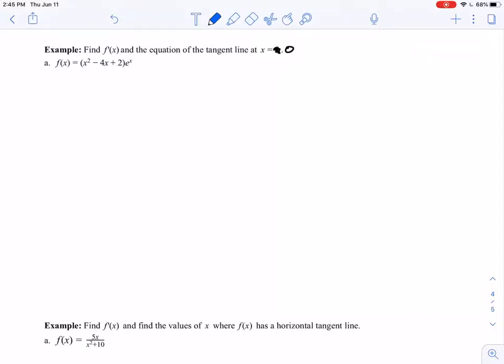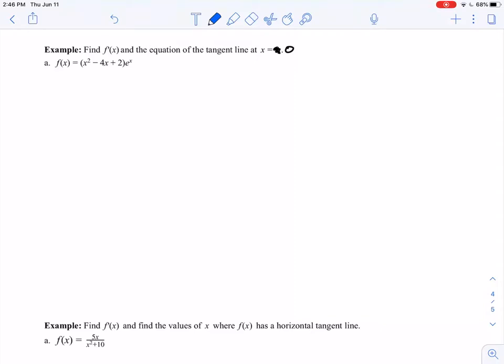I want to look at a few more examples that utilize the product rule and the quotient rule. And just remember that at the end of the day, we're still finding derivatives. When we use the product rule and the quotient rule, it still tells us about rate of change, or slope of the tangent line, and I don't want to lose sight of that.